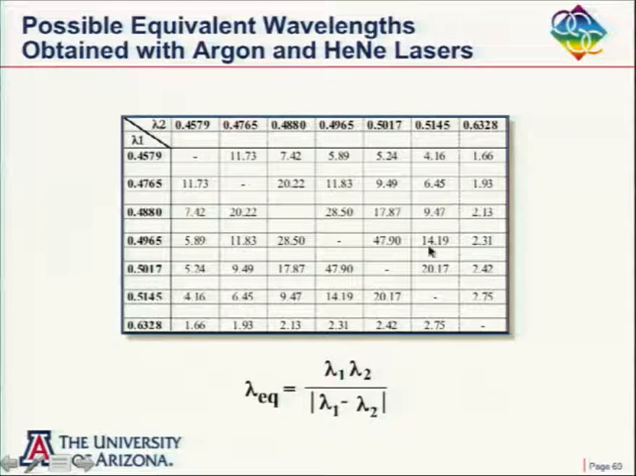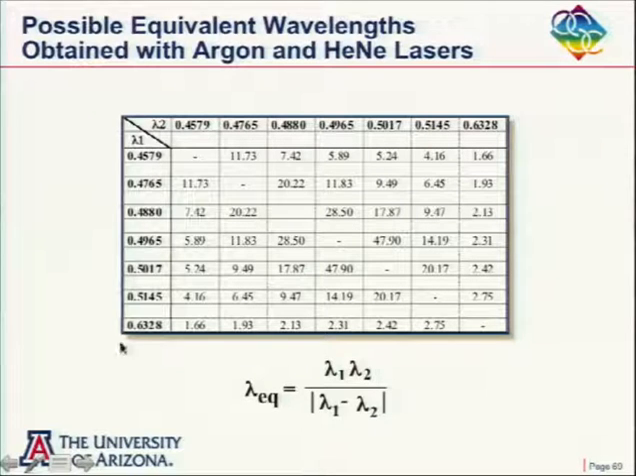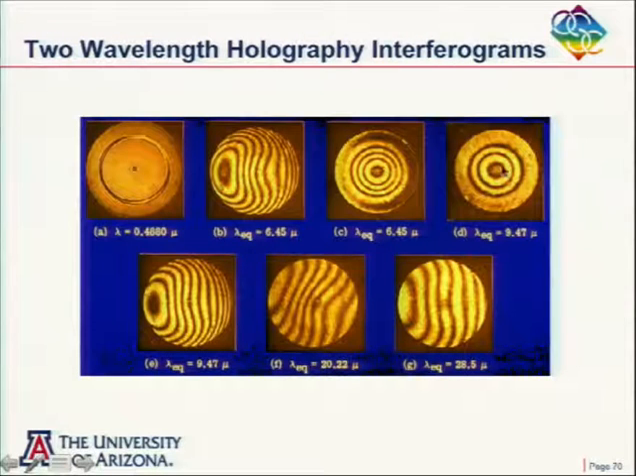Just show a couple of results here. First, we'll look at some equivalent wavelengths. I just put in lines from an argon laser and a helium neon laser and looked at the equivalent wavelengths I could get. And I think the shortest here is 1.66 microns. And I don't know, the longest here is, let's see, it's 47.9. That might be the longest wavelength. So the idea is that you can really get a wide range of equivalent wavelengths by using different pairs of wavelengths here, making the hologram, reconstructing the hologram.